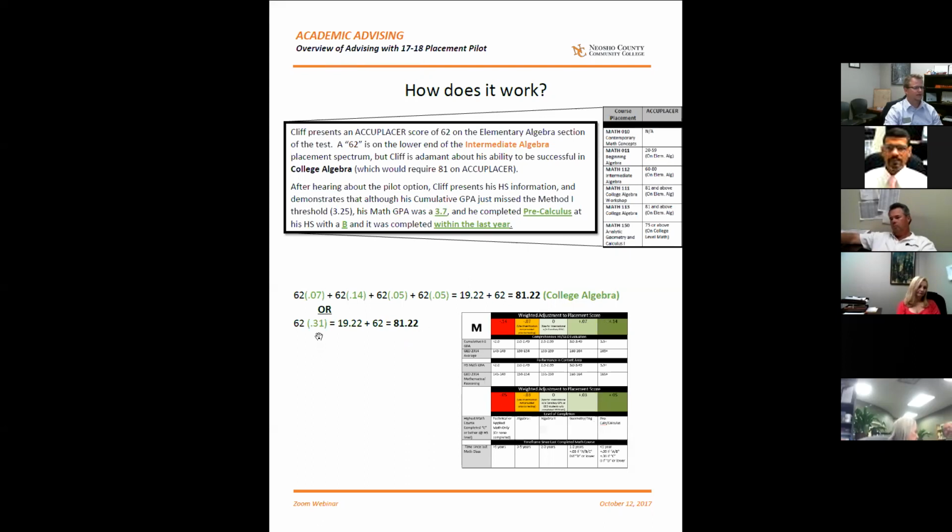An easier way to look at that might be to just add up all of the category adjustments. So if you add 7 to 14 to 5 to 5, you get 31. So 62 times 31% gives you 19.22.